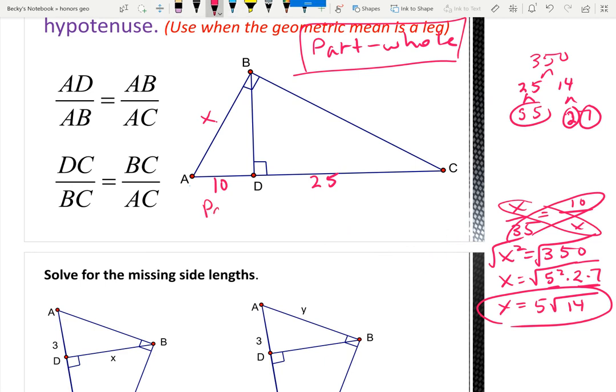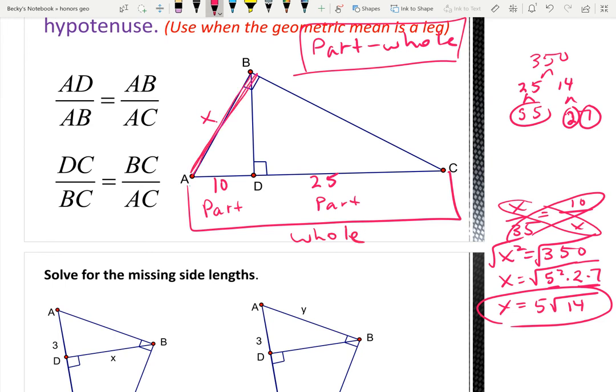Okay, so remember, each one of these is called a part, but this entire length is called the whole. Now, if you're finding this x, which part is touching x? Well, the part that's touching it is the 10, right? Now, the geometric mean is always diagonal. So the part that's touching it is the 10, and the whole length is 10 and 25, which is 35, which you can see is the same as what we had over here, but much faster.